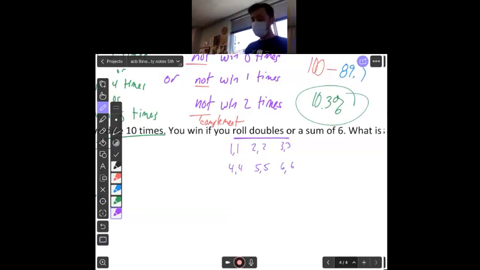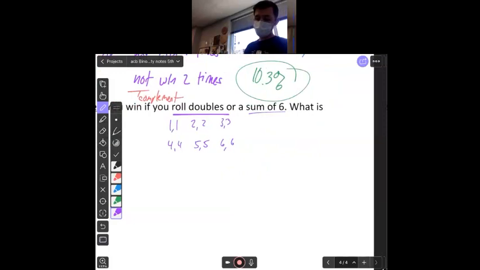Okay. What about this sum of 6 business? What's that look like? How do you roll a sum of 6? Two and 4. What else? 3 and 3. What else? 1 and 5. What else? 5 and 1. Yep. What was that? Or 4 and 2. Okay. So how many ways are there to win?